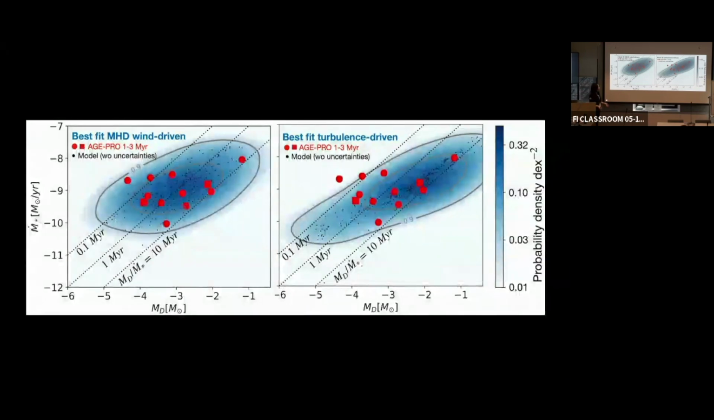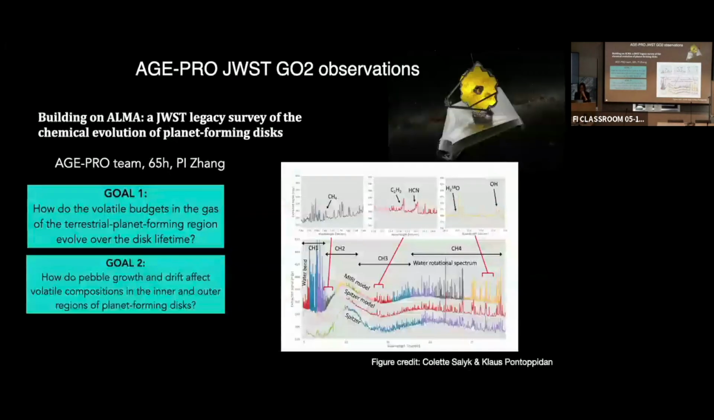Okay, so that's for the ALMA part. I wanted to just briefly show you our latest JWST observations. We have JWST follow-up for the same sample of 30 disks to observe the inner disk composition. So you can observe water and different types of organics to see how the inner disk composition changes over time compared to the global disk property evolution.